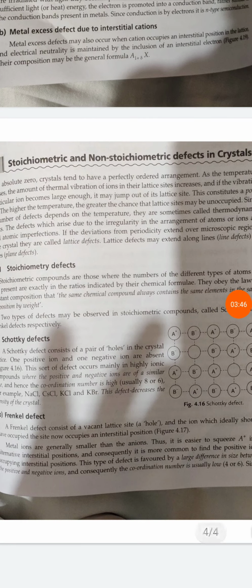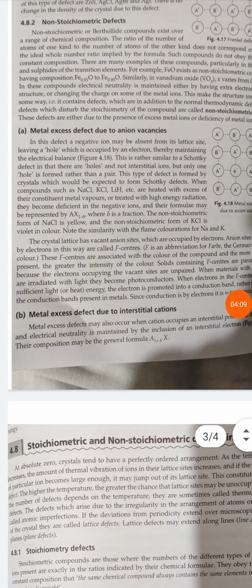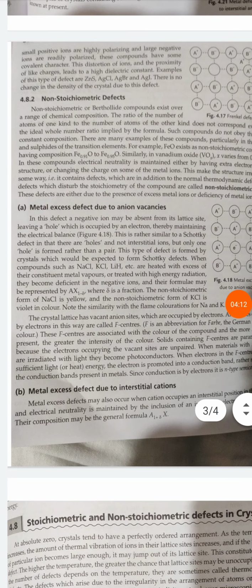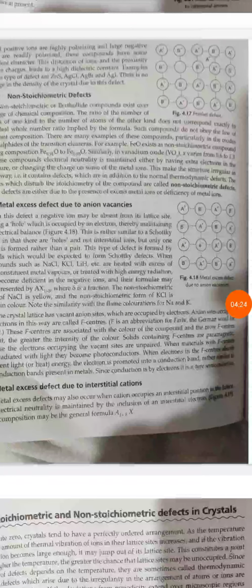This type of defect is favored by a large difference in size between the positive and the negative ions, and the coordination number is usually low, that is 4 or 6. Since small positive ions are highly polarizing and large negative ions are usually polarized, these compounds have some covalent character.